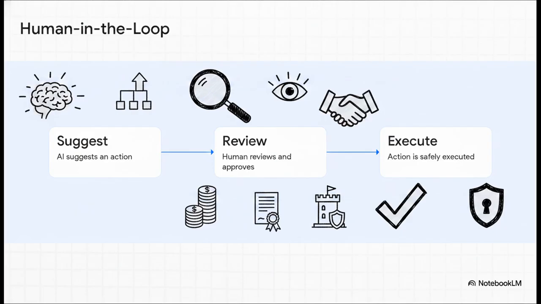And this is exactly where human-in-the-loop design becomes mandatory. Not every action should be fully automated. The way it should work is the AI does all the heavy lifting to suggest the action, then a human reviews and approves it, and only then is the action safely executed. For critical decisions like releasing large financial payments or signing external contracts, this architecture elevates human decision-making. It absolutely does not replace it.